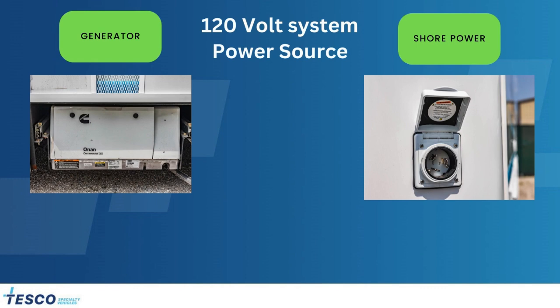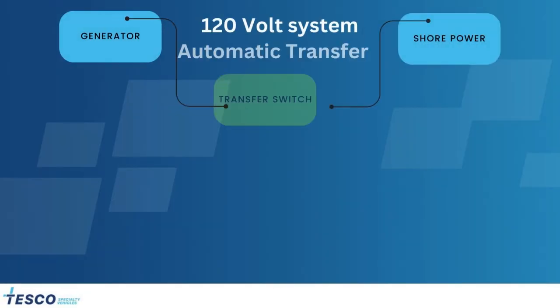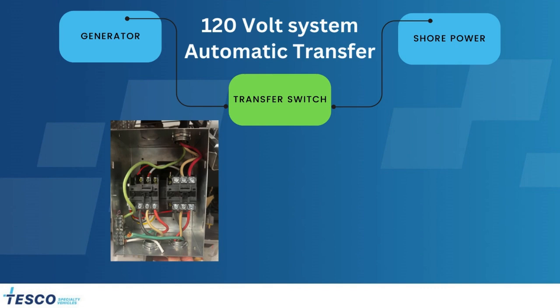The generator and the shore power connection are the two sources of 120-volt power. They both feed power to the automatic transfer switch. The transfer switch will automatically switch sources for you. Make sure to never run the generator when shore power is plugged in. Damage will occur.